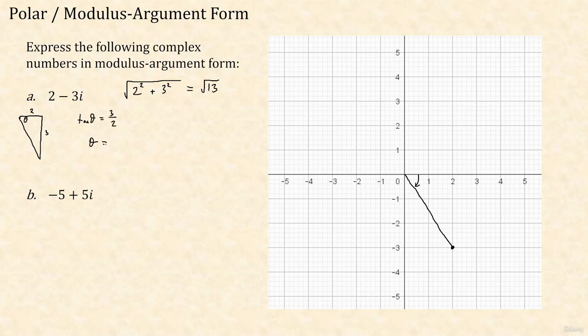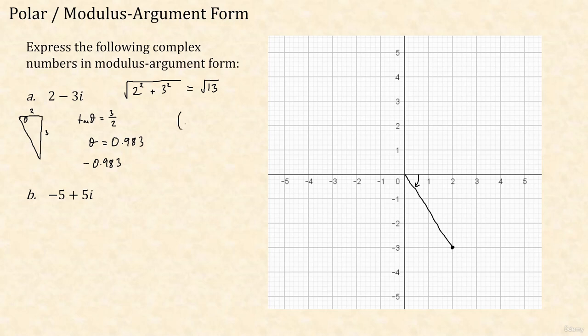So for me to work out the argument, well, I'll just work out theta for now. It's inverse tan of 3 over 2, which is 0.983. So my argument is actually going to be minus 0.983. So now I can represent it in modulus argument form.